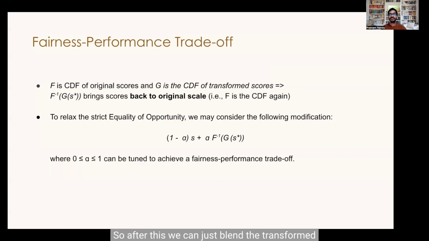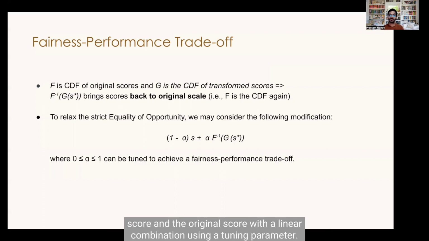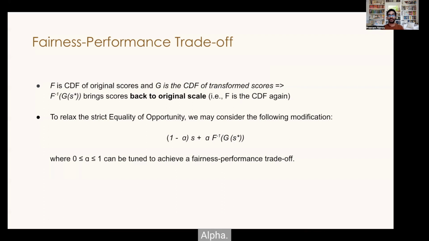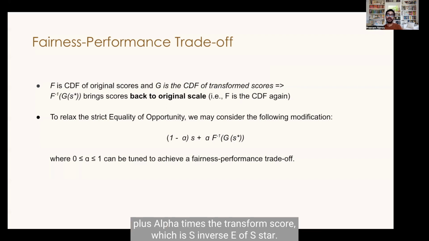After this, we can just blend the transformed score and the original score with a linear combination using a tuning parameter alpha. Basically, we consider (1 minus alpha) times S plus alpha times the transformed score, which is F inverse G of F star.